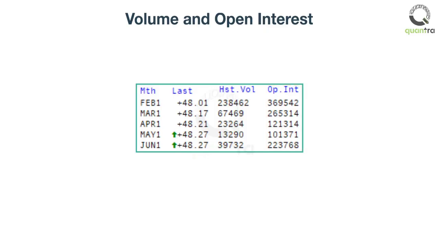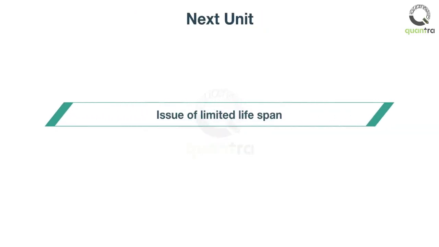For most types of trading strategies, you would want to be in the most liquid contract at all times and roll from one month to another along with everyone else. In this course, you will look at strategies that do just that, and also at strategies which deliberately do something different, to exploit the price differences between the different deliveries. That's all for this unit. In the upcoming video, you will learn more about the issue of limited lifespan.